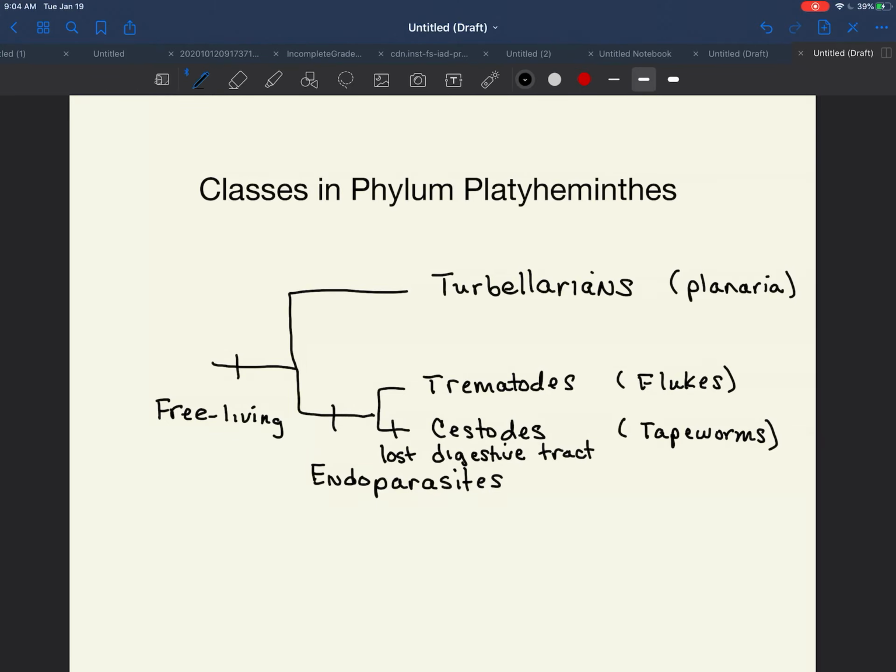Now the flukes actually still have a digestive system. They still have a mouth, but remember that these organisms have an incomplete digestive tract, which means they have only one opening, which is the mouth/anus. So when we look at these trematodes, we would say that they are still endoparasites, and they still have a digestive system, right? So they have an incomplete digestive tract, just like the planaria.